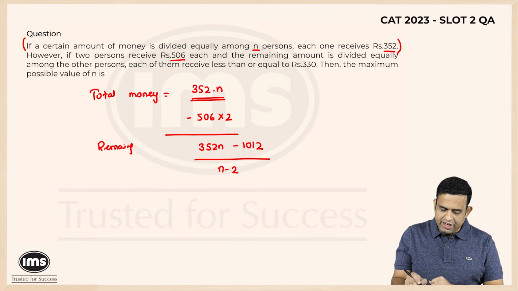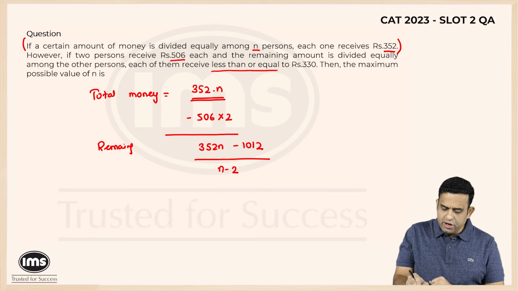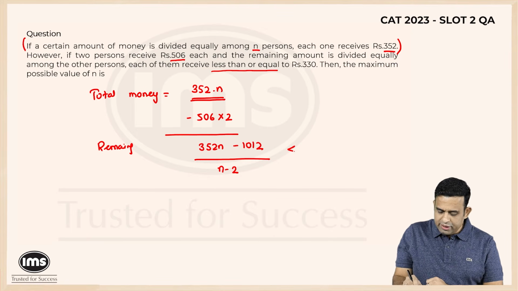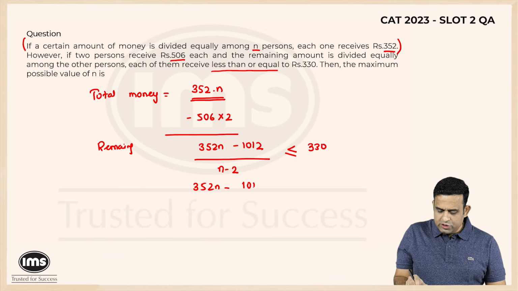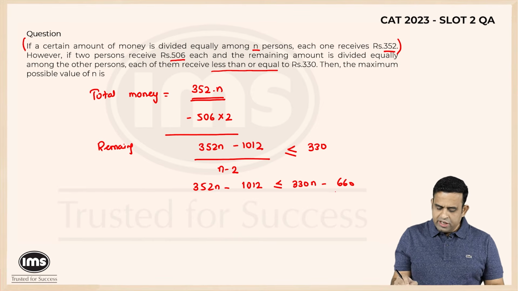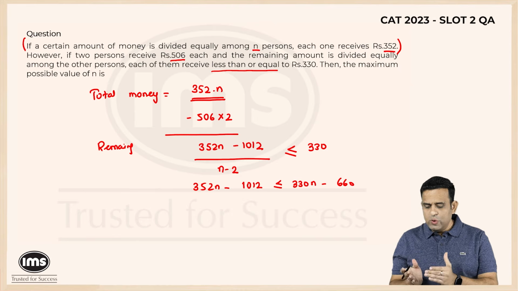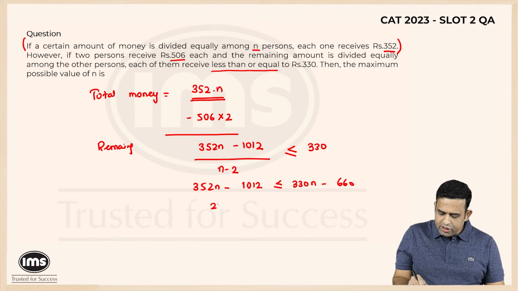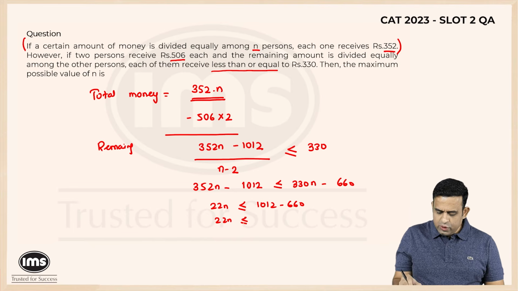And this average, they are saying each one receives less than or equal to 330. So this quantity must be less than or equal to 330. Let's cross multiply. One gets 352n minus 1012 less than or equal to 330n minus 660. If I bring n on one side, 352n minus 330n gives 22n less than or equal to 1012 minus 660. So 22n is less than or equal to 352.